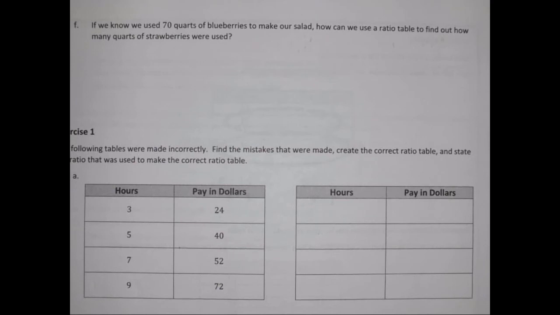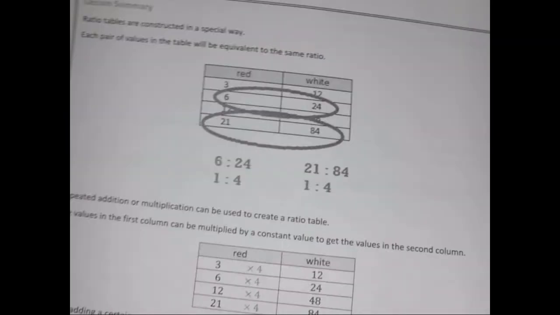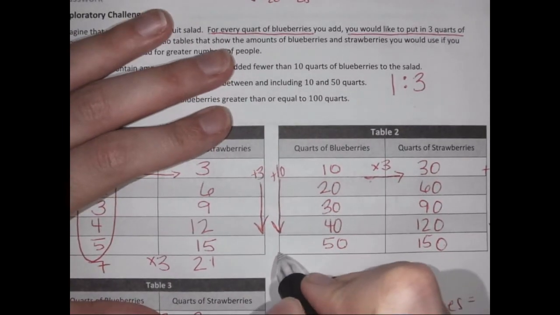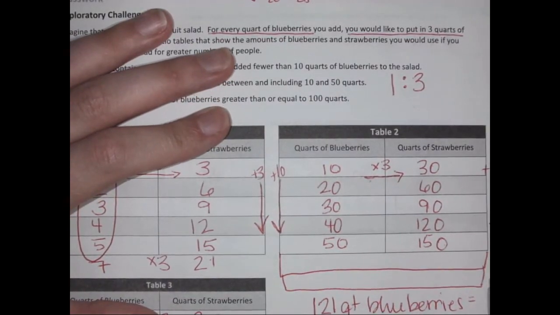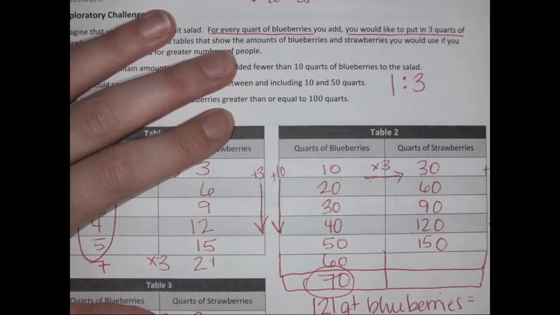Absolutely. We can extend our table. We'd use table 2 where we counted by tens. Oops, wrong paper. And we would extend it, right? By 2 rows. And there's our 70 quarts.